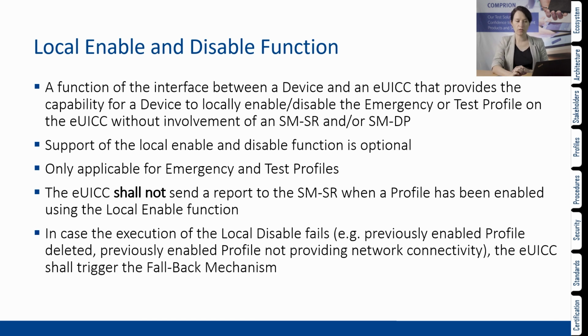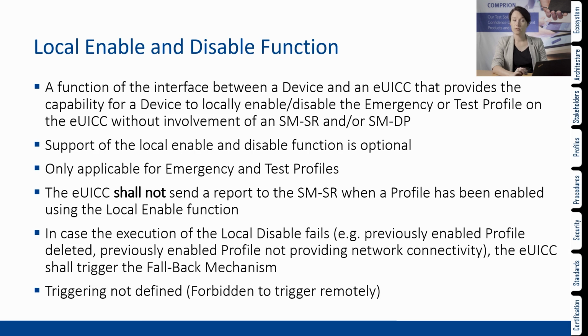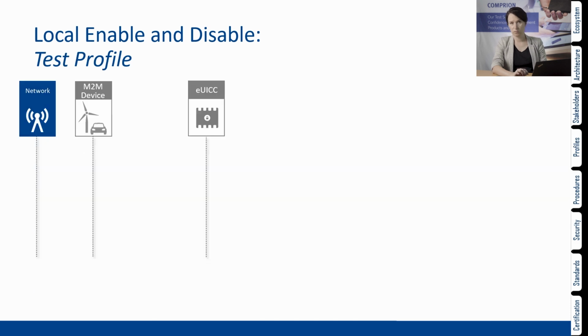In case the execution of the local disable fails, for example, the previously enabled profile is deleted or the previously enabled profile is not providing network connectivity, the EUSSC shall trigger the fallback mechanism. Otherwise, it comes back to the previously enabled profile. And the triggering of this function is not defined. It's just forbidden to trigger this remotely. So let's take a look at a simplified version of this local enable and disable on the example of the test profile.